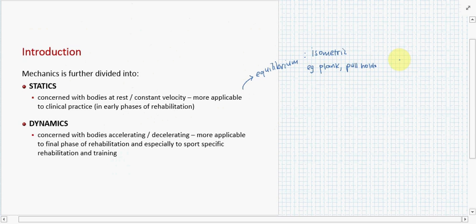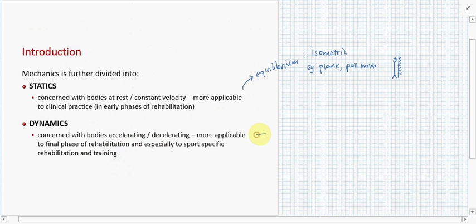Also, if you think about maybe hip or knee pain, where the person's standing next to a wall of some sort, and with their leg they're pushing against the wall, that would cause the muscles around the hip and the knee to start contracting, but they're not lengthening or shortening, right? So it's an isometric contraction that's really important there. Once you've progressed through that phase, you typically go towards dynamics, where bodies are accelerating or decelerating. So it's more applicable to your final phases of rehabilitation.